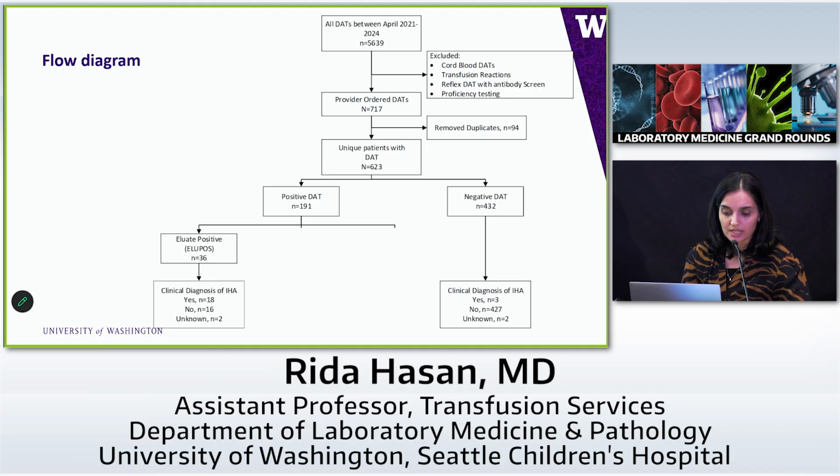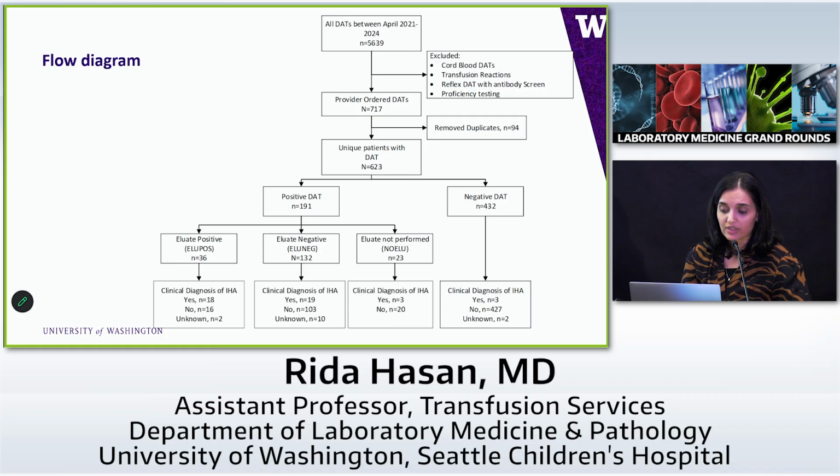And of the positive DATs, if the eluate was positive, that was the smallest group. It was only 36. And 18 were diagnosed with immune hemolytic anemia. If the eluate was negative, we had a lot more of these patients, and only 19 were diagnosed with immune hemolytic anemia. And then if the eluate was not performed, only 3 patients of this smaller group were diagnosed with immune hemolytic anemia. For the purposes of the next few slides, I only looked at the eluate positive and the eluate negative group to be able to compare those outcomes.